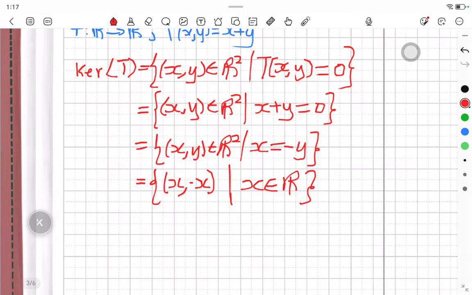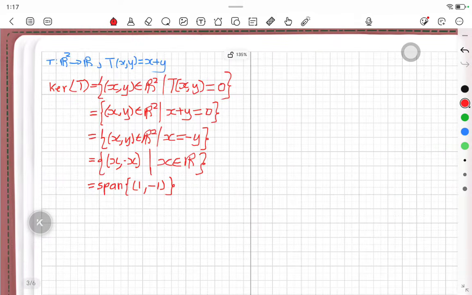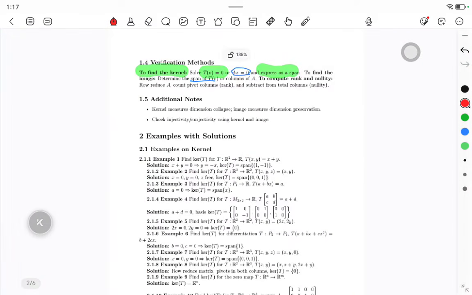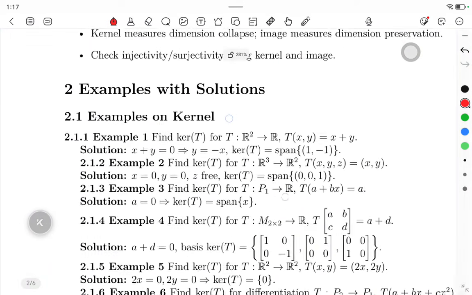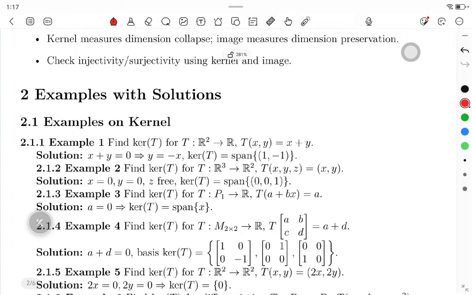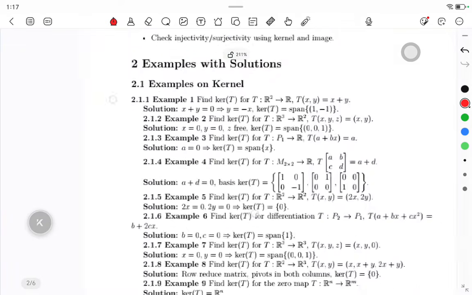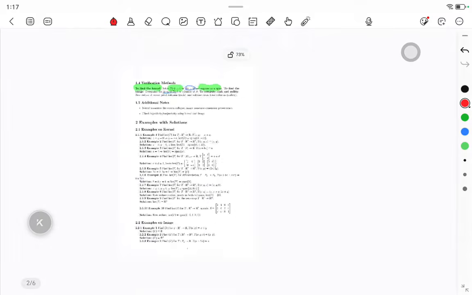This is the solution that we wanted, but we need to express it now as a span. If I express it as a span, it means that I'm going to remove the variables now. If I remove x there, I'm going to get 1, minus 1. Then I close. Then this is our kernel. We are done for this question. Now you see why the kernel was the span of (1, minus 1). You see that. Let's look at the second one, or let's look at this question.